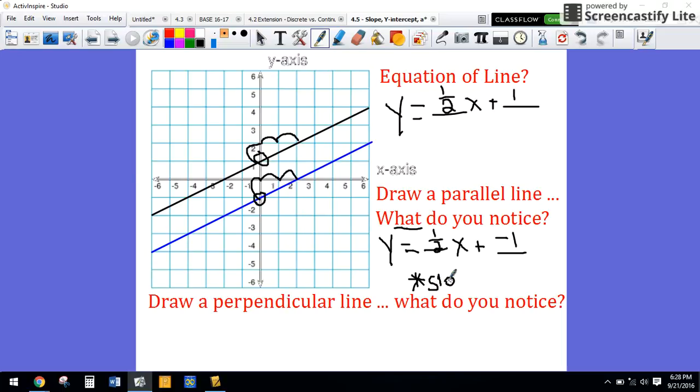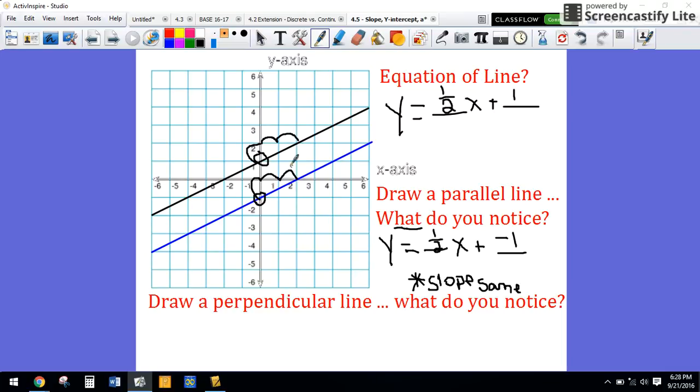However, the y-intercepts are different. If they weren't, you would have the exact same line. This is important. I know I'm briefly talking about it, but you can come back and watch this again if you need to. This will be on the assessment.